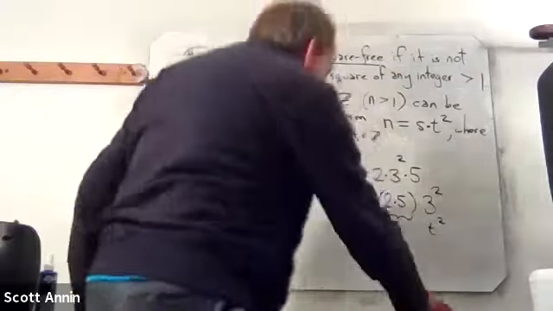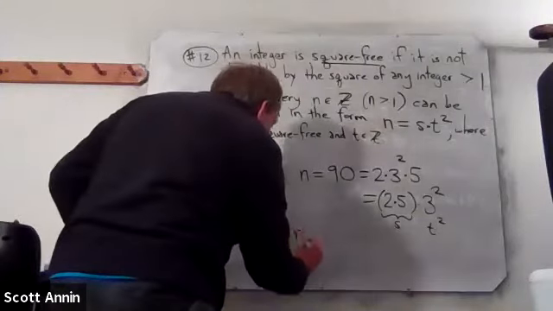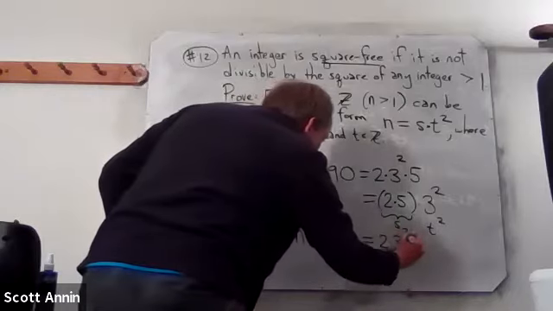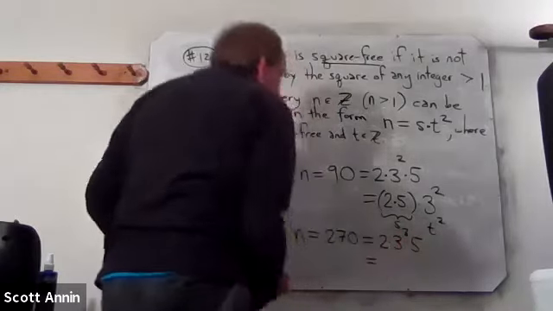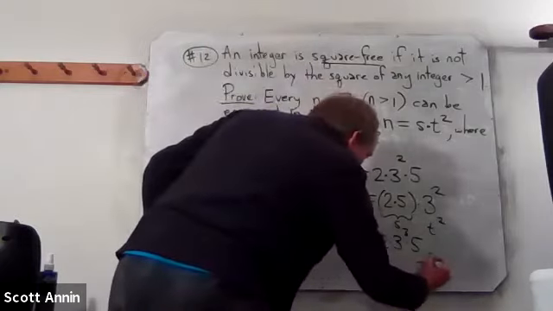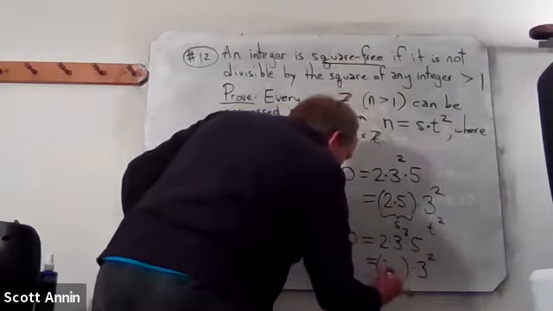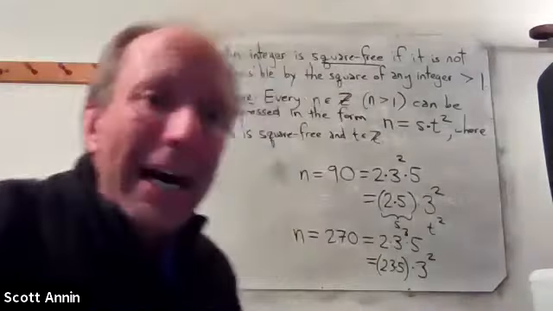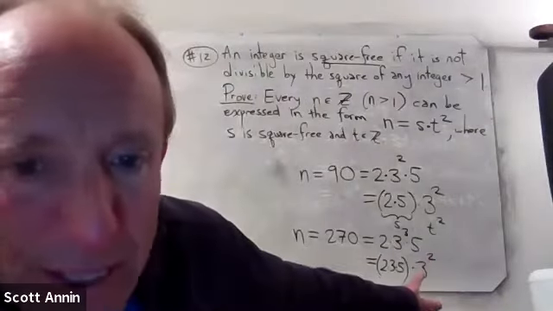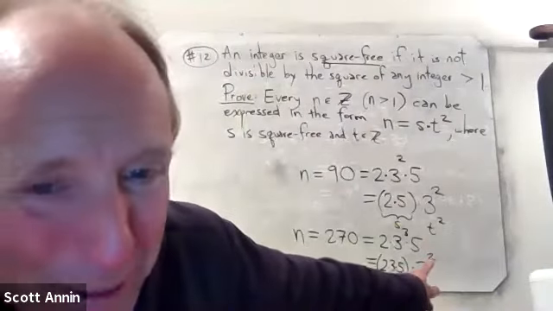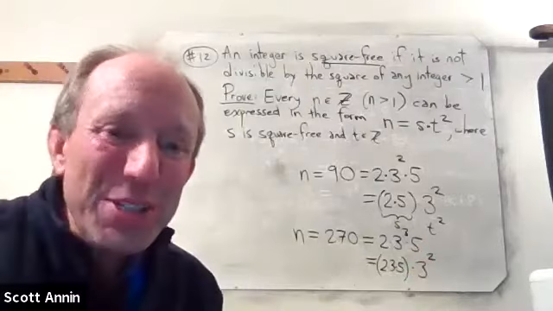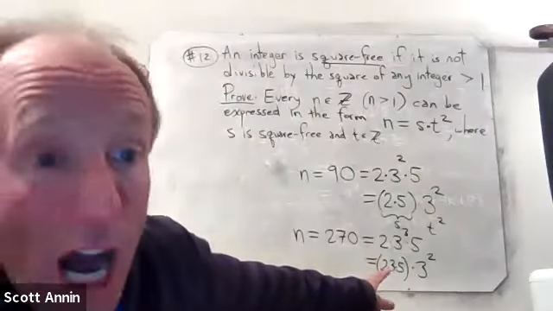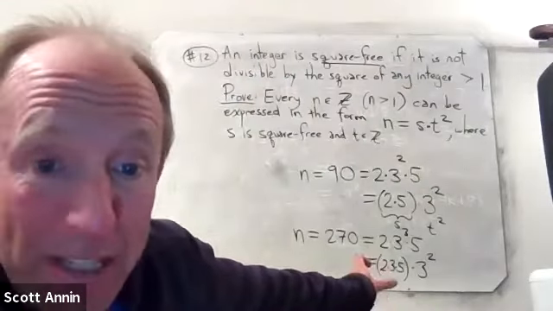Now, if I jacked this up to, let's say, 270, which would be 2 times 3 cubed times 5. So in this case, your t squared is still just 3 squared. So you actually have to take one of the 3's and put it into the s part, because this t squared has to be a square right here. There's no other choice for that one. But you can take an odd factor of 3 and put it in with the s part.